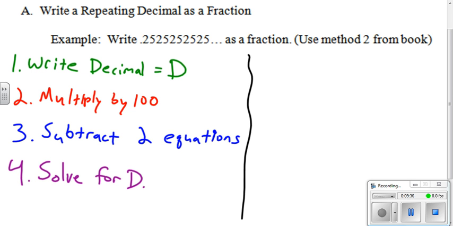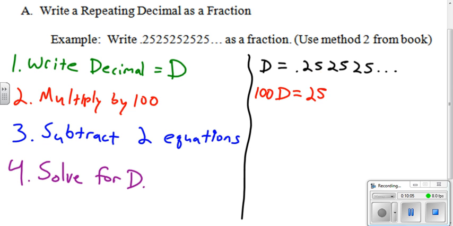So if we have 0.25252525 repeating, we would say d equals 0.252525, continuing on. So we've written our d. Now we want to write it as a multiple of 100. So we'd say 100d equals, times this by 100, so we move the decimal point over two places. So we would actually say that this is 25.25 repeating. Now we subtract these two.